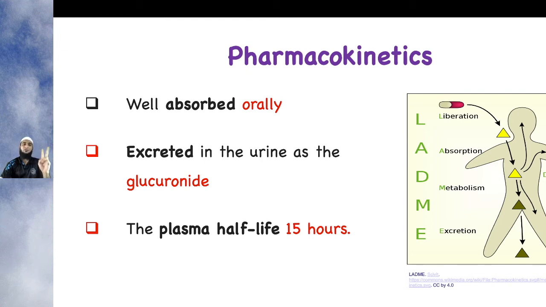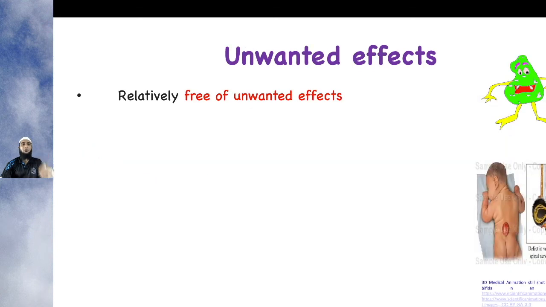So the dose frequency of Valproate is twice a day because it has a plasma half-life of 15 hours. Okay, so this is all about the pharmacokinetics of Valproate. Let's see about the unwanted effects.